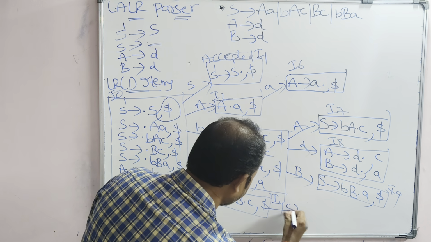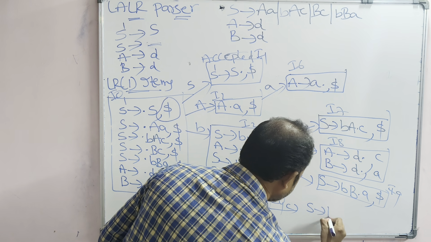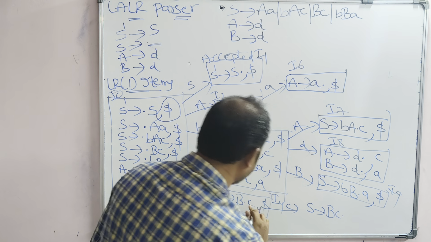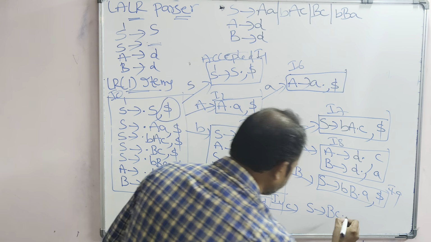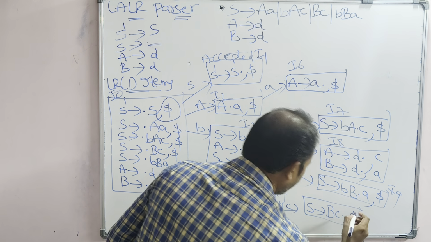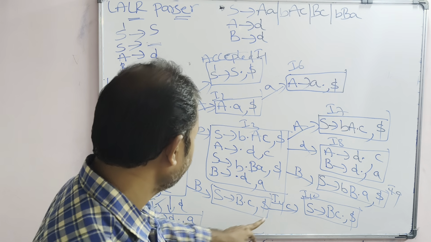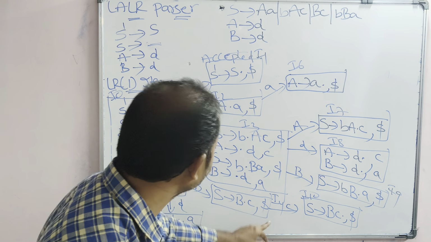After dot we have C. So apply C on I4 state. Then the production will become S produces BC dot, the dot shifted one position to the right. No need to change the look ahead part. So I9 is over. Let it be I10. Next, I4 productions are over.